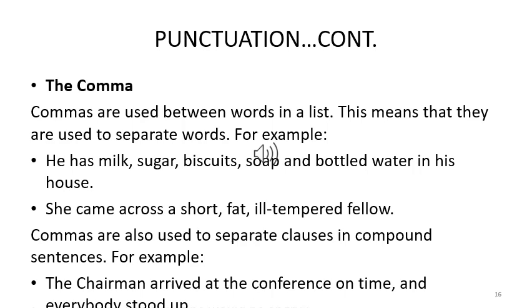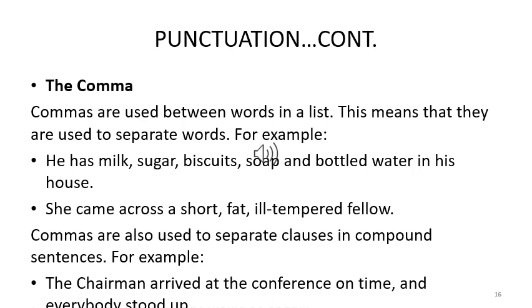So the comma functions in this sense like the pronoun functions for the noun, replacing the noun, because repeating the name of a person over and over will be repetitive and nauseating or even boring. You use the pronouns he, him, her, she, it, and so on. So it's the same with the comma here. You put it in place of and to separate the words on the list. She has come across a short, fat, ill-tempered fellow. These are descriptions of the fellow, but you don't put them all together, so you put commas between them.